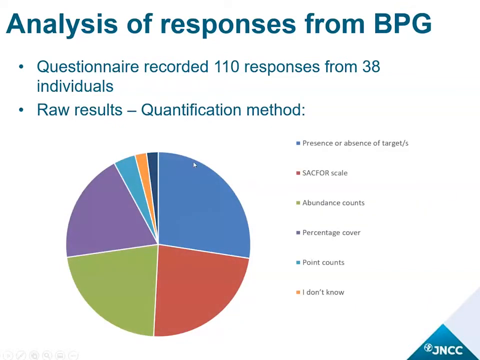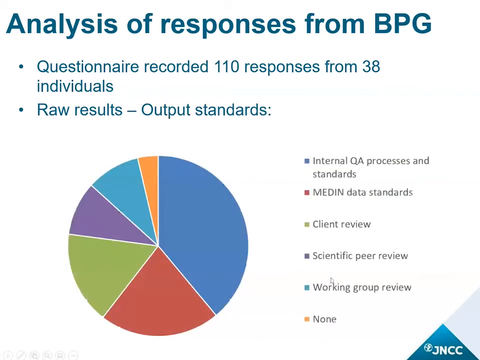What's recorded? Mostly presence absence and a quantification scale called SACFOR, a semi-quantitative scale. So mostly those data are recorded, and then sort of counts and percent cover. The last thing I want to show you about this is the standards. What sort of standards do people have and use? The vast majority just use their own standards, their own processes, their own QA. And in other cases, they use MEDIN guidance and standards.